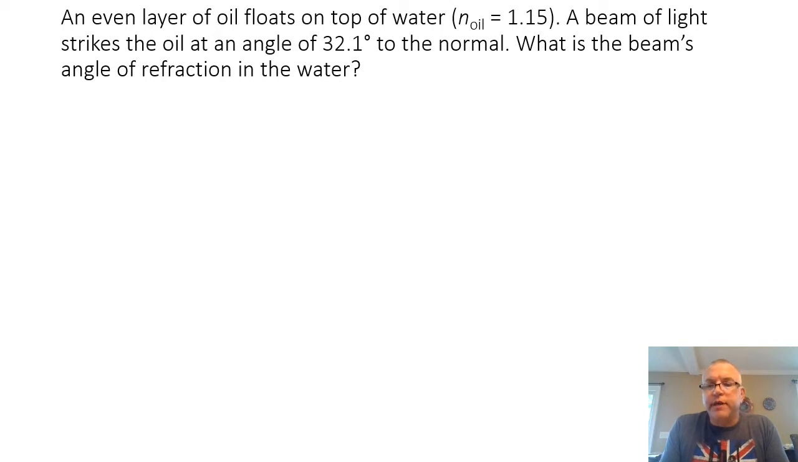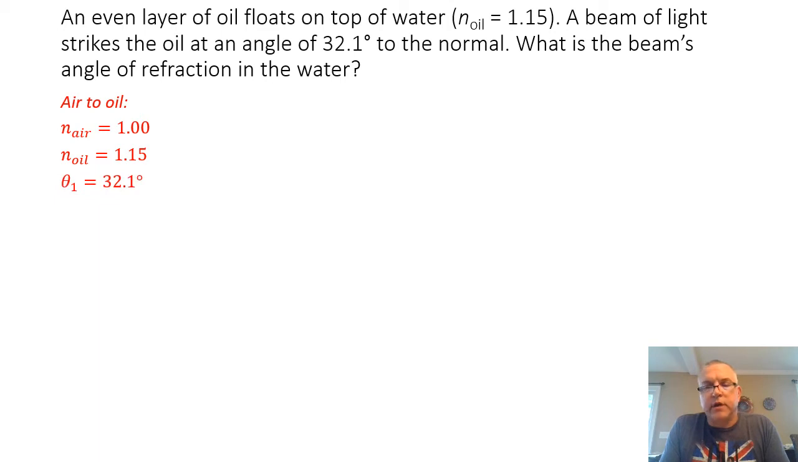So we have 3 different mediums that the light is traveling through. We have air, oil, and water, and we have 2 different boundaries that it needs to cross. It needs to go from air to oil and from oil to water. So we are given the index of refraction of air, which I know to be 1.00. I know the index of refraction for the oil was given in the problem, 1.15. My angle of incidence in the air is 32.1 degrees.